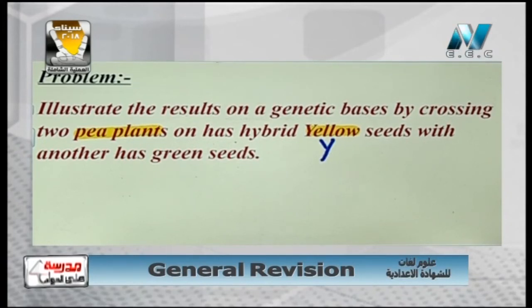Okay, but this yellow seed is hybrid, meaning not pure, so we have what? Y capital, Y small. With another that has green seed. Green is a recessive. Green seed is a recessive. And we know a recessive trait appears if the gene is pure only. And we symbolize it by using a small letter of the dominant, of course the dominant is Y capital, so here Y small, Y small.